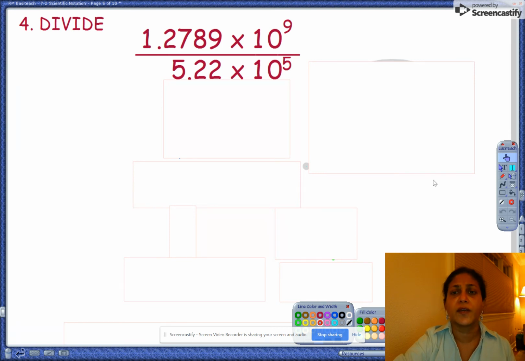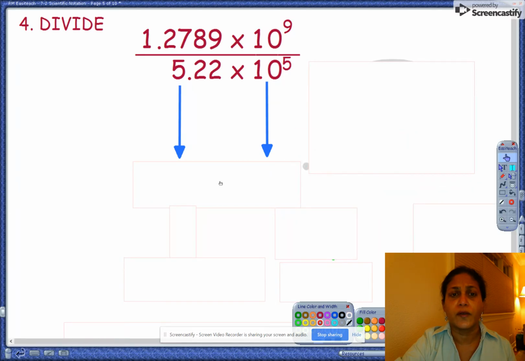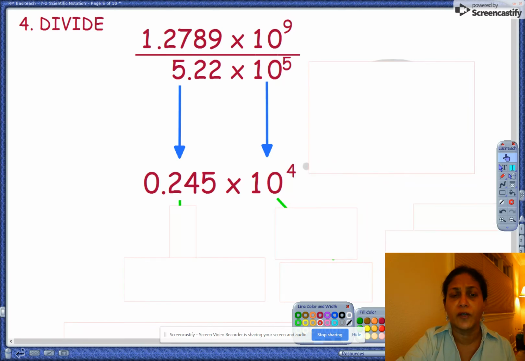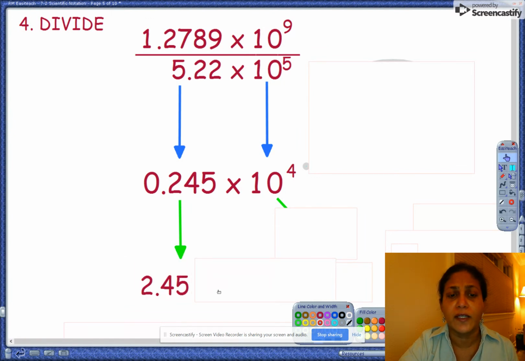Division is done in a similar way. You are going to divide the factor by factor and divide the power of 10 by the power of 10. So when we do the division of the factors, we get 0.245. And when we do division of the powers of 10, we get 10 to the fourth. Now, this first part is not a good factor because our factor has to be between 1 and 10. So we're going to simplify it to 2.45 times 10 to the negative first.